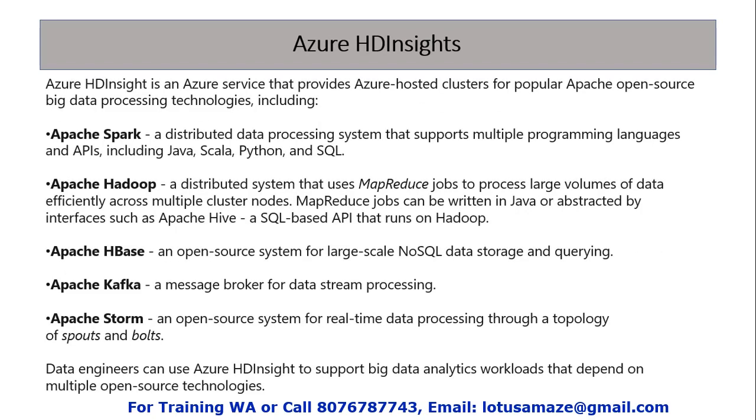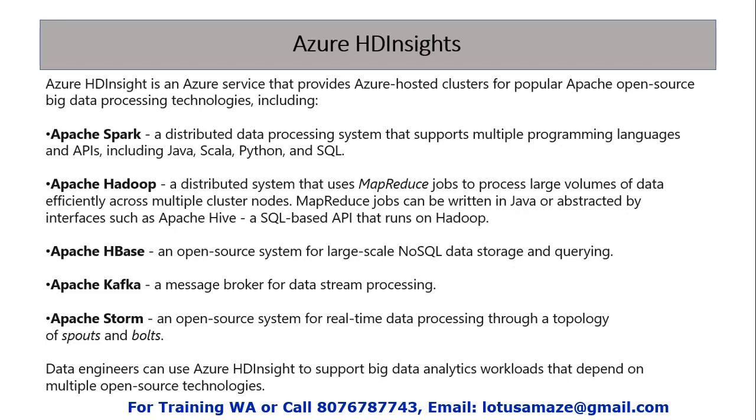So next, coming to Azure HDInsight. HDInsight is an Azure service which provides Azure hosted clusters for popular Apache open source big data processing technologies. It contains Spark, Hadoop, HBase, Kafka, Storm. In this particular module we have only an introduction. If you see Spark, we can write Spark notebooks for processing. It handles distributed data processing as well, and we can use multiple programming languages, right? For example, Spark with Scala, or PySpark with Python. And Spark.NET also we are doing somewhere.